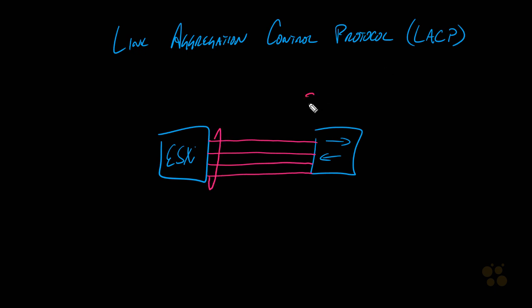But what about the physical switch? It has no idea that ESXi thinks of all of these ports as being equivalent to one another. So our load balancing is being controlled only from one direction.